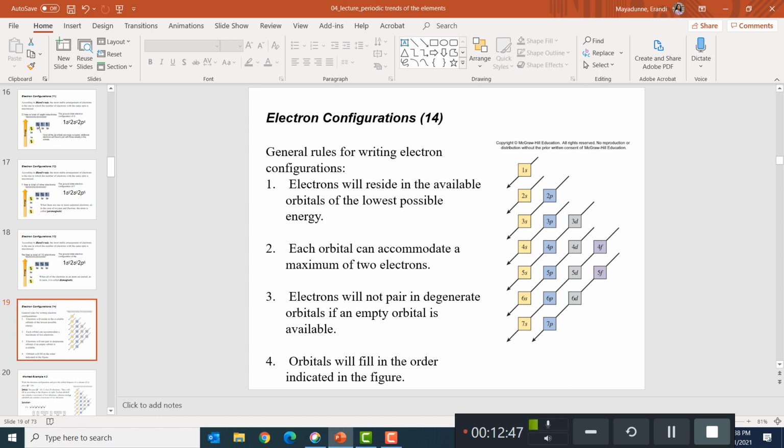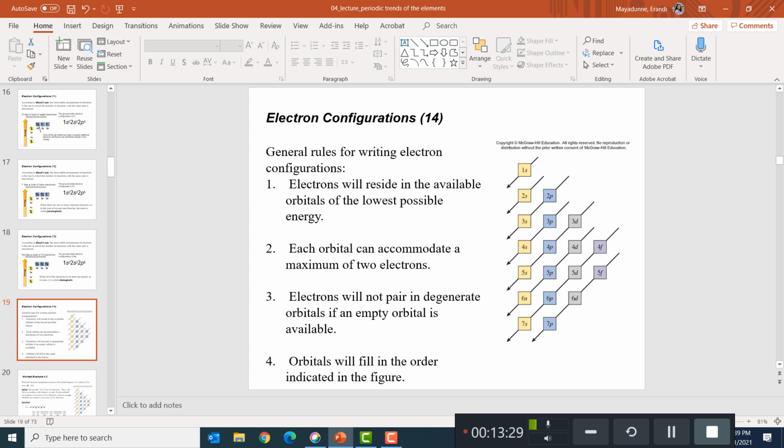First, electrons will reside in the available orbital of lowest possible energy. So it goes from 1s2, 2s2, 2p6, 3s2, 3p6, 3d. You may wonder why there's no d earlier, because think about l. L is 0 for s orbital and 1 for p orbital. So for the first principal shell, only s. For the second principal shell, you have s and p. When you compare to the third one, s, p, and d.